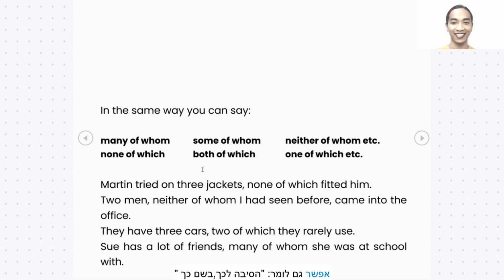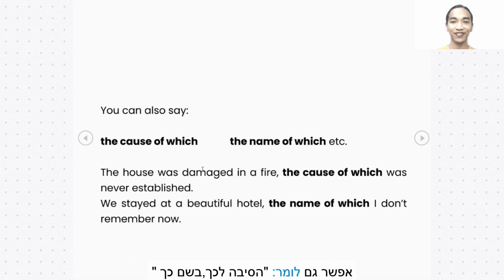We can also say the cause of which, the name of which. Of course, it depends on the meaning of your sentence. For example, the house was damaged in a fire, the cause of which, the cause of the fire, was never established. We stayed at a beautiful hotel, the name of which, the name of the hotel, I don't remember now. So please understand that.